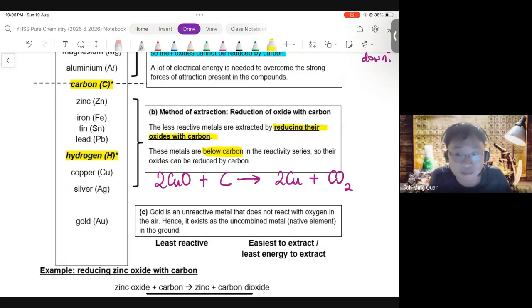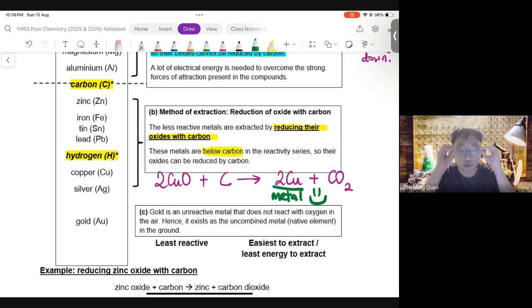This is the most common method to actually extract the metal. Don't you realize at the end of this reaction, we get the metal? And this reaction is still used to this day. This is by far the most important chemical reaction that powers our modern life. Without this chemical reaction called reduction of oxide with carbon, we just can't extract metals. If you can't extract metals, you can't make any appliances at home that you have today. So metals below carbon are all extracted by reducing their oxides or their ores with carbon.